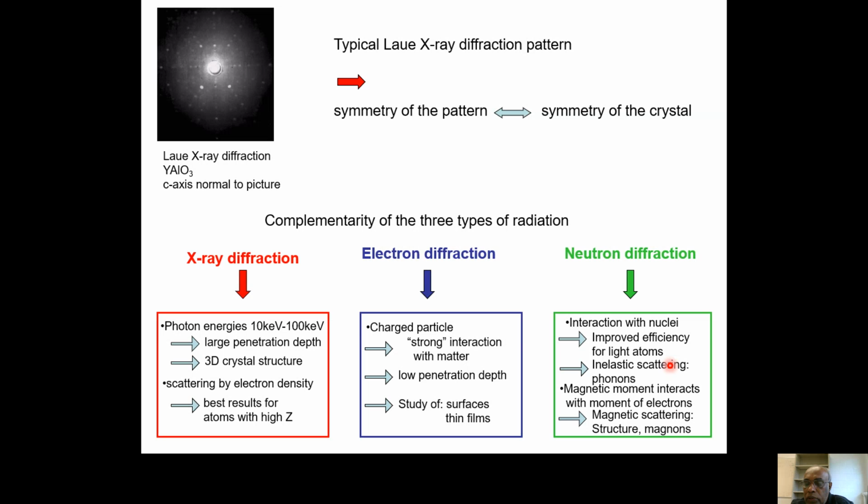Here, due to the magnetic moments, you have waves called magnons. So these are some features we can study from these three different diffraction methods. But in this lecture, I'm only going to concentrate on X-ray diffraction and electron diffraction.